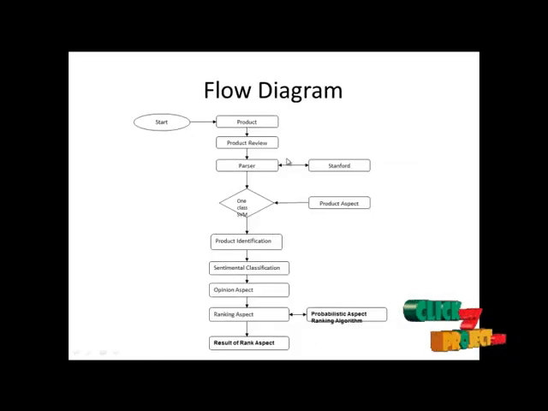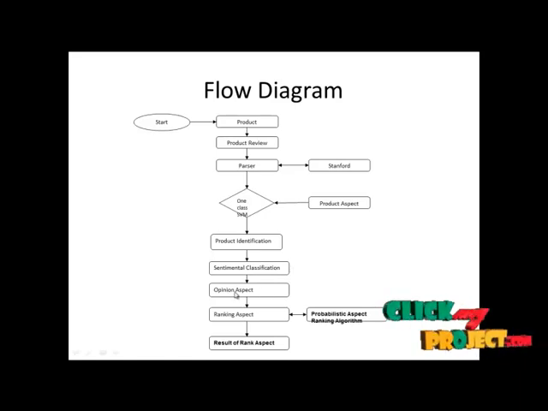Next we have the flow diagram. This is the start of the application, with the product and the product reviews. We have the processing step, using the Stanford processor. After the processor, we go to the product aspect identification process. We use a one-class SVM for the product aspect identification. Then the classification finds the product aspect, which is forwarded to the sentiment classification. The sentiment classification finds the positive and negative ratio of the product aspect.